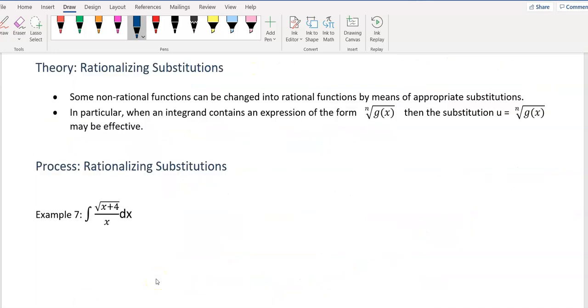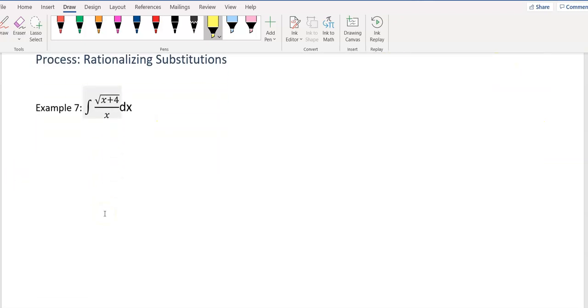So in this section, we are going to talk about rationalizing substitutions. This is when you have non-rational functions and you change them into rational functions by means of appropriate substitutions. When you substitute, you'll have many times things in some sort of root with a function inside, and you'll set that as your u. This may be effective, and so we'll see an example of that here. This is the last example of this section, so we're almost there.